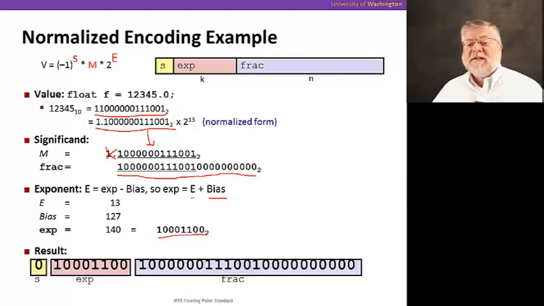So the result is this representation for our floating point number 12,345.0. Okay. Not immediately obvious at all by looking at those bits. But you can see the process that we go through. First that normalization, then taking the fractional part of the mantissa, and then adding the bias to the exponent. Okay?